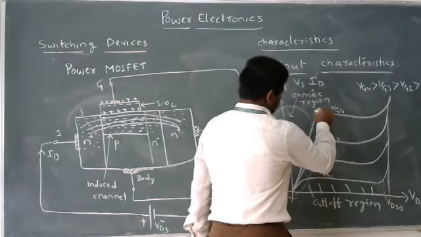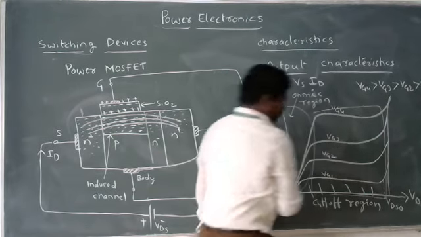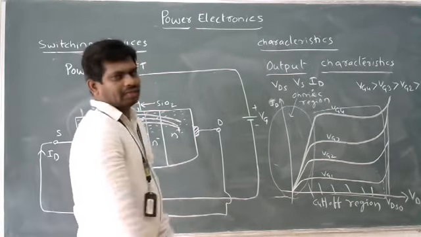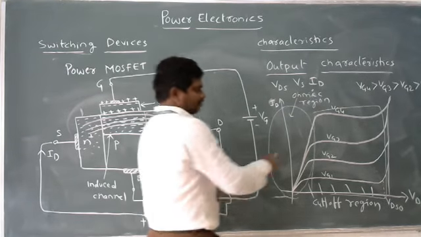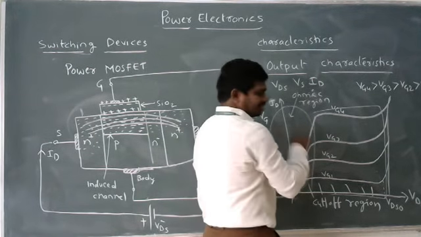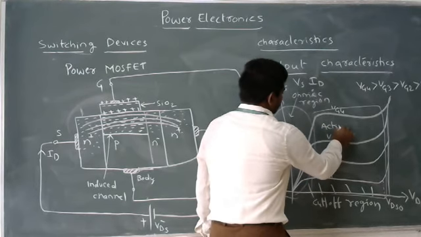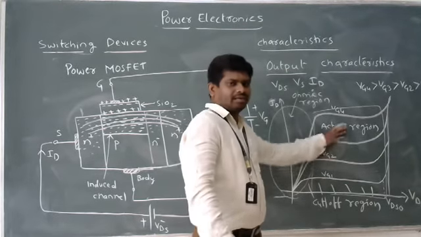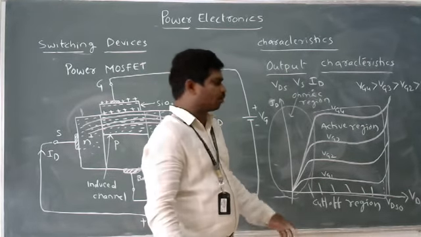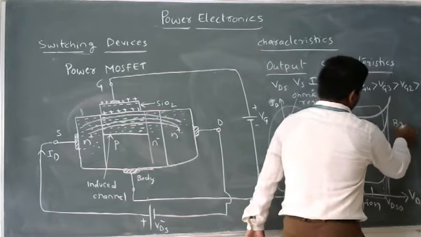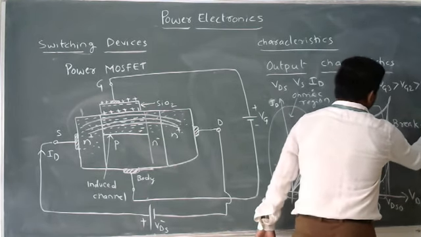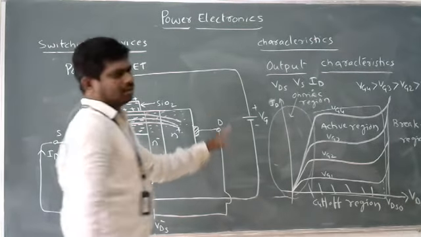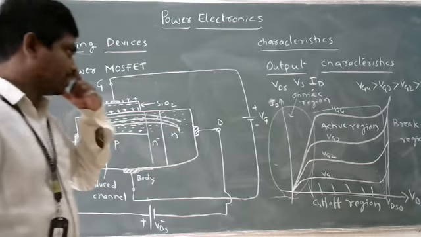Then we see this is the portion where, even though you are increasing the voltage across source and drain, there is no increment in the output current, and you can say the output current is constant. You can say this region is the active region. So these are the main three regions that we can see in the output characteristics of the power MOSFET. This is the breakdown region. Like this, you can see the characteristics of the power MOSFET.